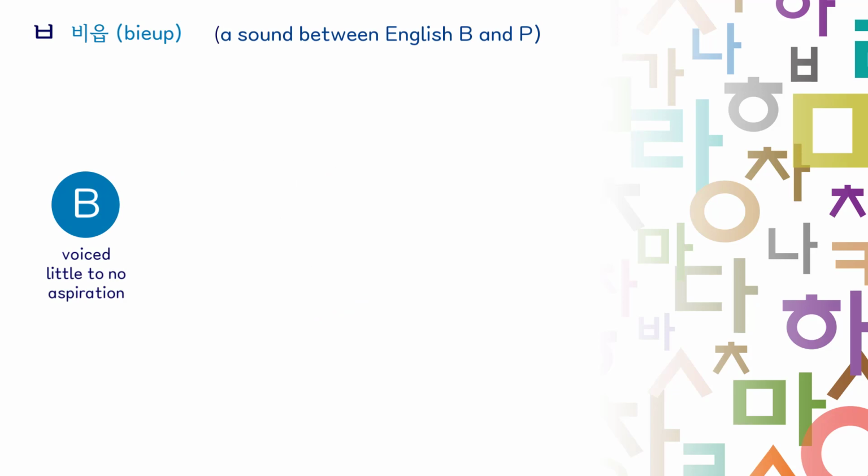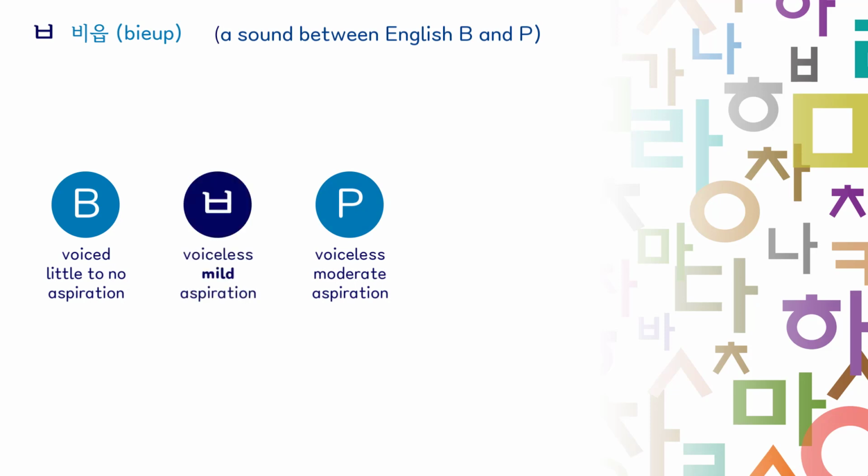B is a voiced sound with little to no aspiration. P is a voiceless sound with moderate aspiration. And 피읕 is a voiceless sound with mild aspiration, and this mild aspiration gives 피읕 that P sound. So it's 푸, 푸, 푸.